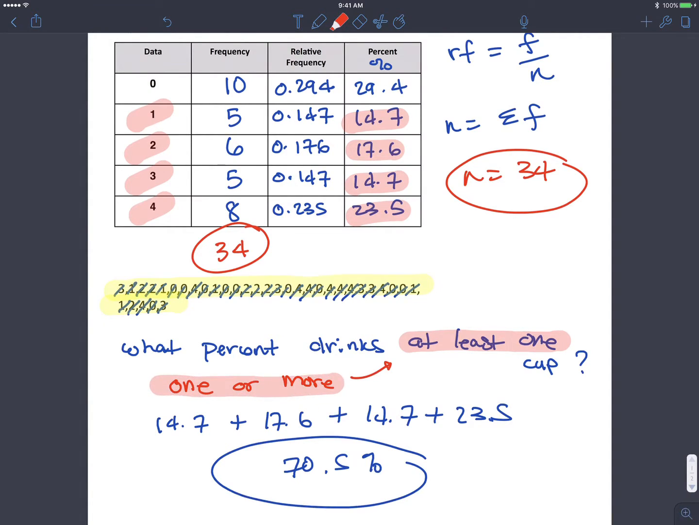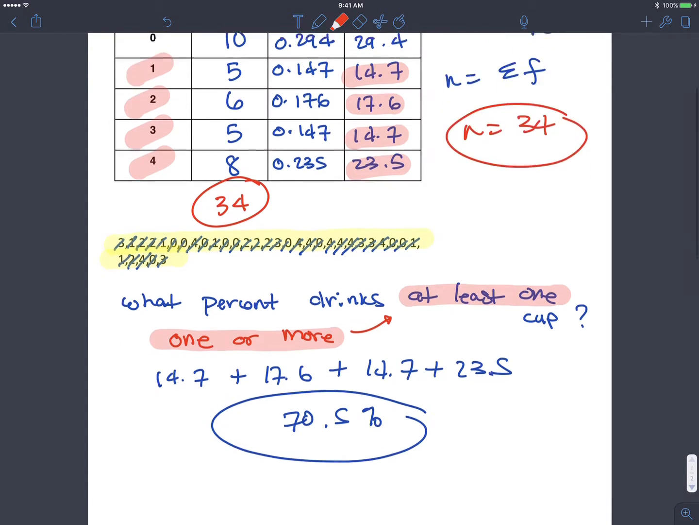1 cup or more, and all of these data values that represent the number of cups of coffee that are in red are at least one. It means 1 is 1, 2 is at least 1 since it's more than 1, 3 is at least 1 since it's more than 1, and so is 4. 4 is at least 1 since it's more than 1. And this is how we answer our question for part B, what percent of the sample drinks at least 1 cup?